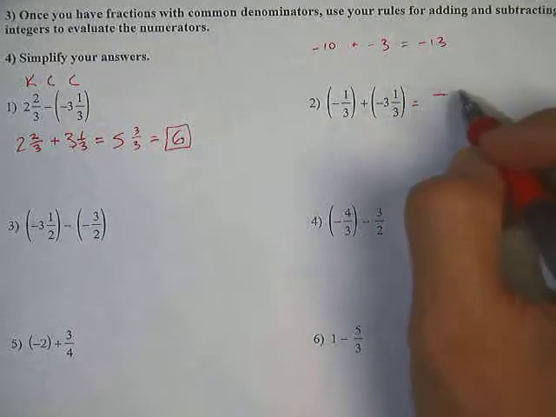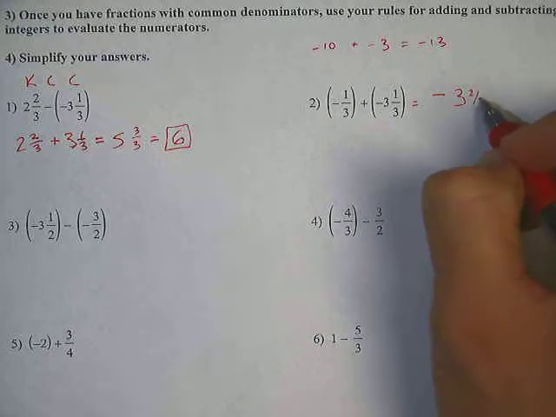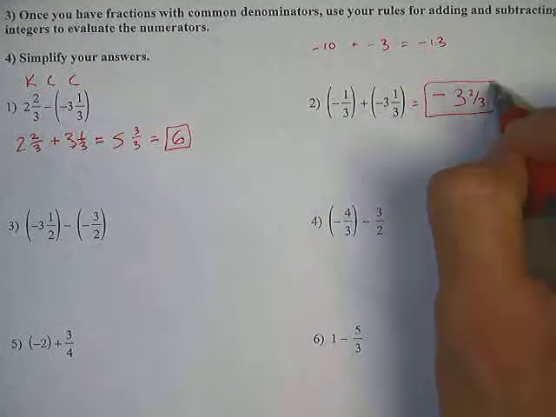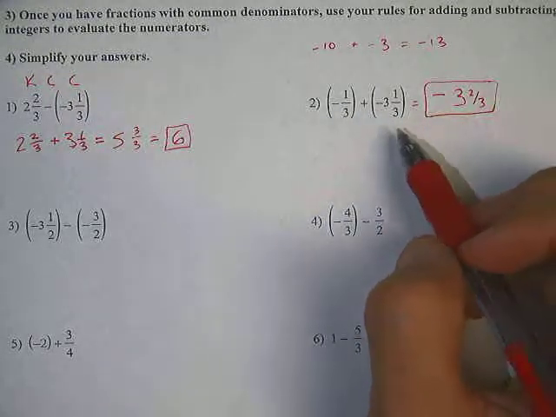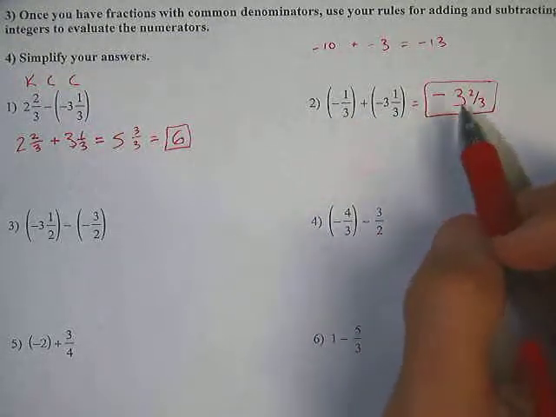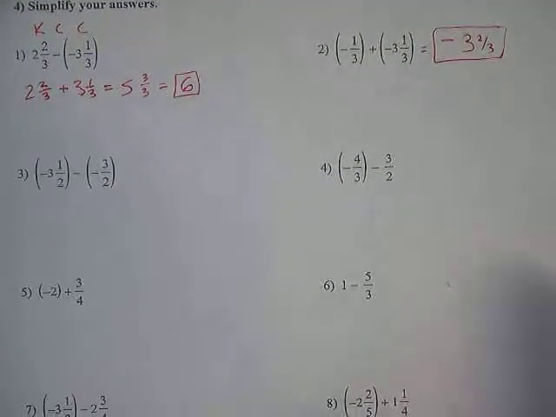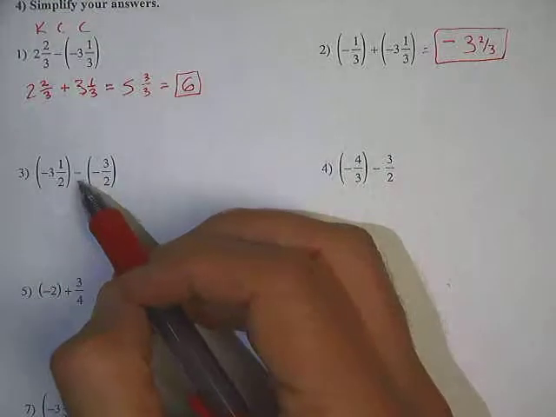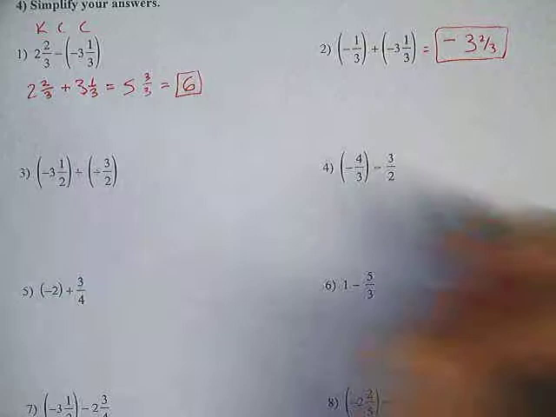So my answer is going to be negative, and if I added 1/3 and 3 1/3, I'm going to have the whole number 3, and the 1/3 and the 1/3 is 2/3. And I'm done. Okay, so a negative plus a negative, just combine them like you always would, and your answer is just negative. All right, so they're not all going to be this easy, right? Those seem pretty simple. So let's look at number 3.